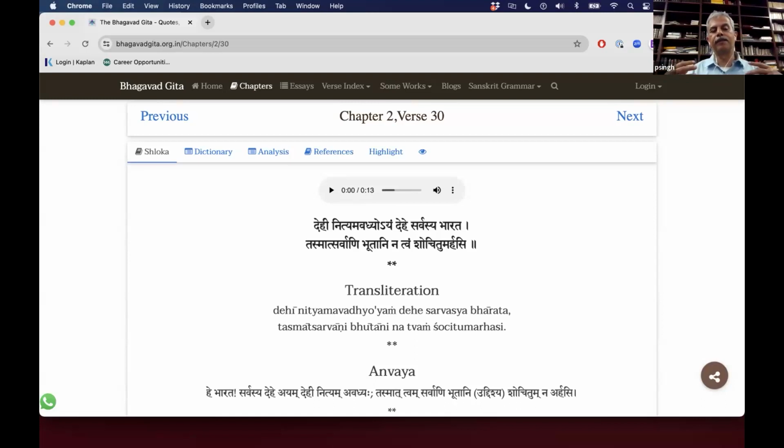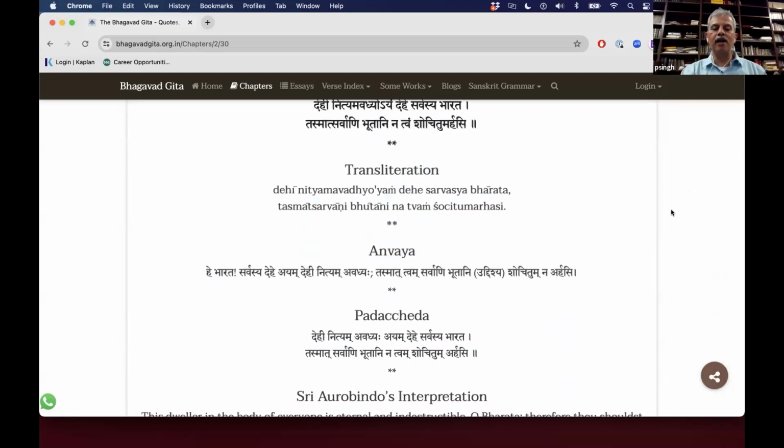Whenever Sarvani is mentioned, Ani is usually many things. Bhutani. Bhuta is neutral. I think it's Bhutam and Bhutani. Many Bhutas, and Bhuta here are creatures. So, Sarvani Bhutani.